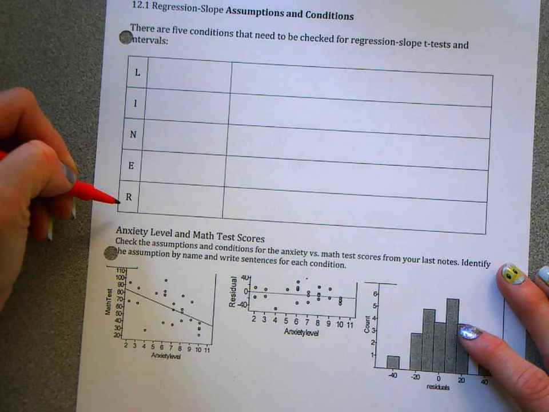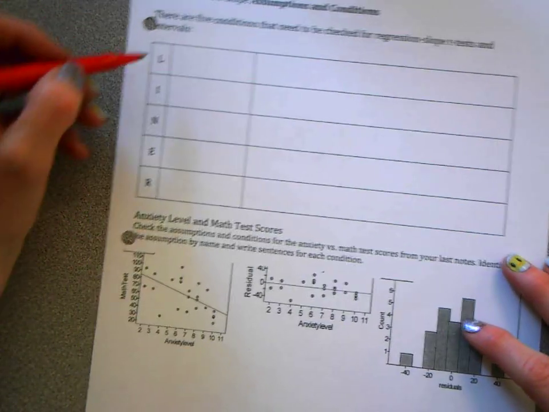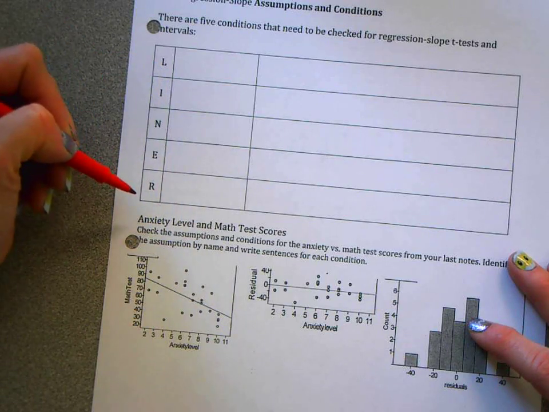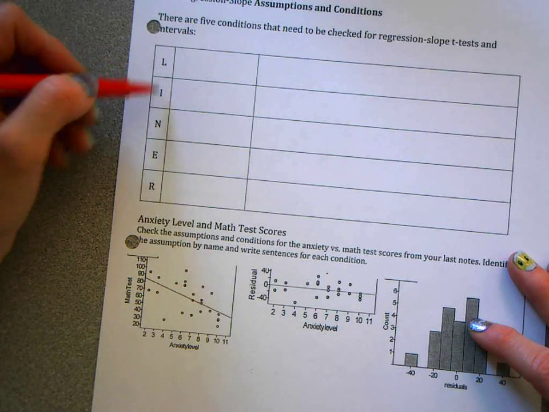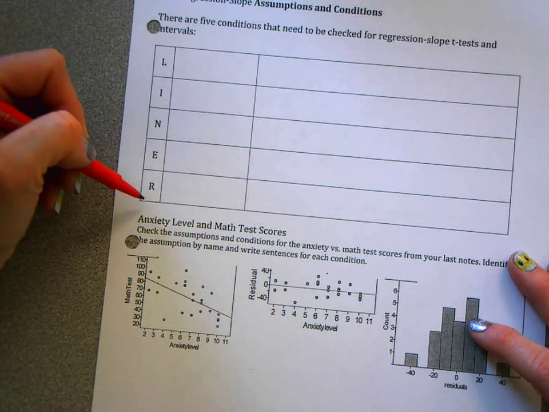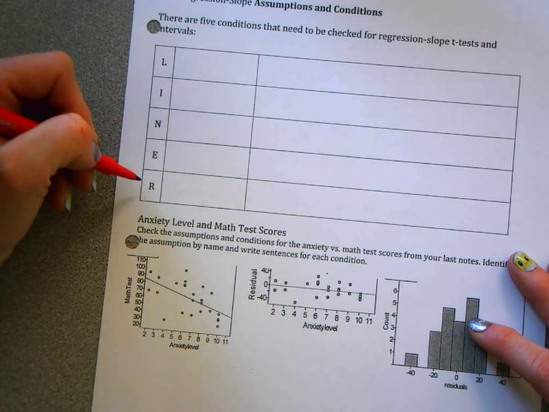So they put it in the order of LINER. It's not really linear because there's an A missing, but it spells LINER, and it might help you to remember that there are 5 assumptions and 5 conditions to check. So we'll go through each one of them generically to describe what they are, and then we'll do an example together. So the first one is L for linear.